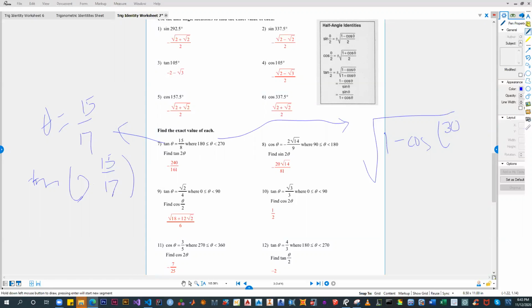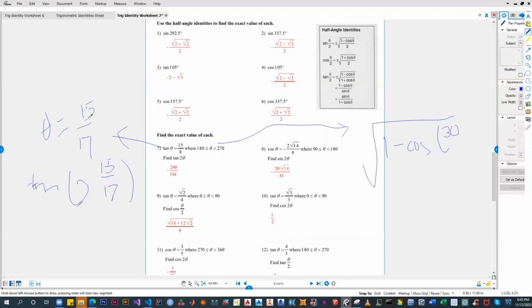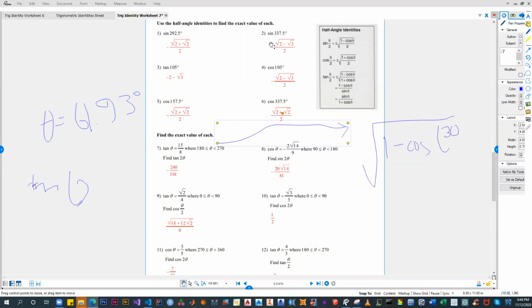Okay, so I did confirm it's the right one. So theta is 61.93 degrees, and then when you times that by 2, that's not exact though.